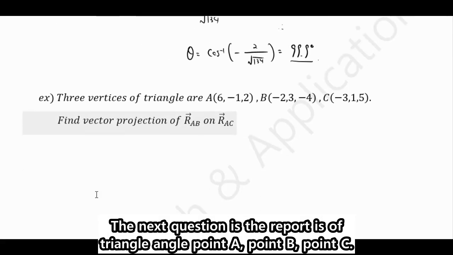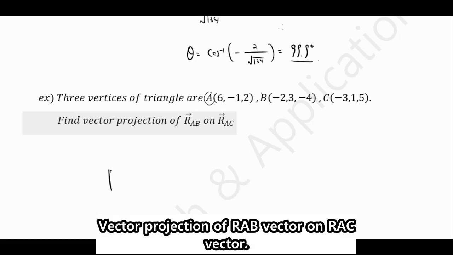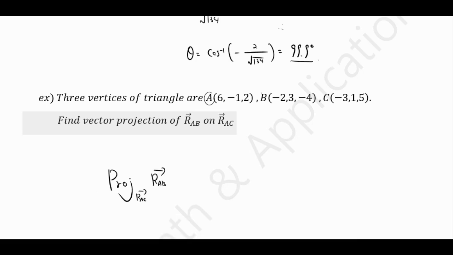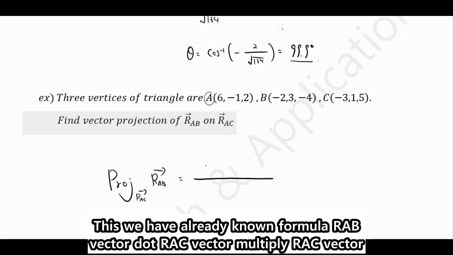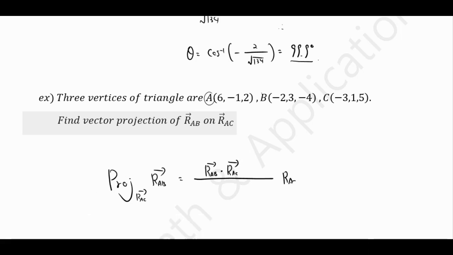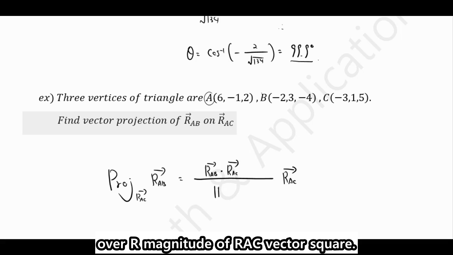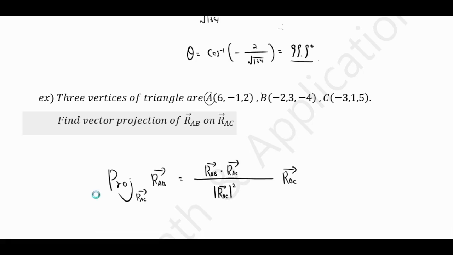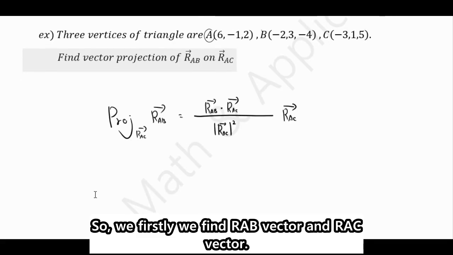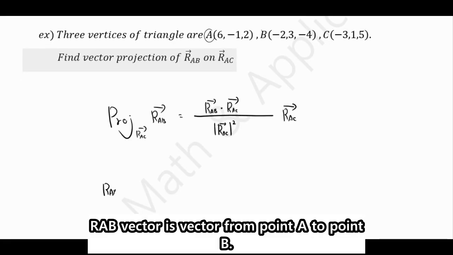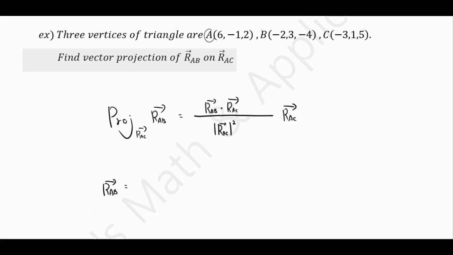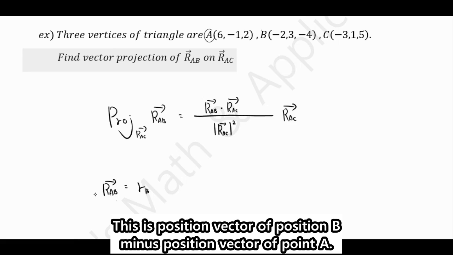Next question: the vertices of a triangle are point A, point B, point C. Find the vector projection of r_AB vector on r_AC vector. We have already known the formula: r_AB vector dot r_AC vector multiplied by r_AC vector over the magnitude of r_AC vector squared. So we find r_AB vector and r_AC vector. r_AB vector is the vector from point A to point B. This is the position vector of point B minus the position vector of point A.